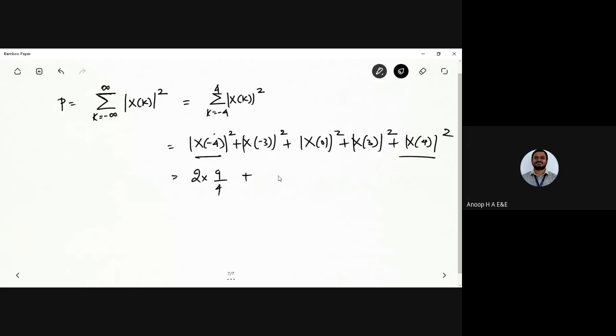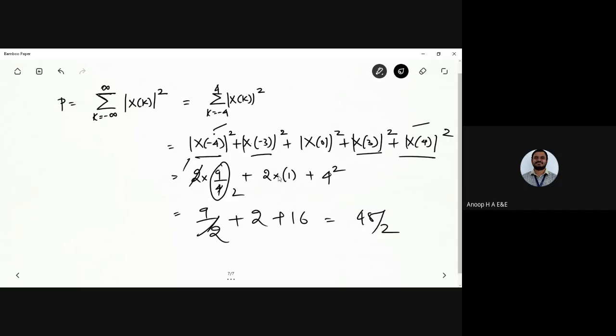So why have I written it here? These two will have the same values in magnitude, which is 9 by 4. So 2 into 9 by 4, plus 2 into x of 3 and x of 1, that is 1, plus 4 squared, that is 16. So 2 into 9 by 4, that is 9 by 2, plus 2 plus 16. You are going to get 45 by 2 itself.